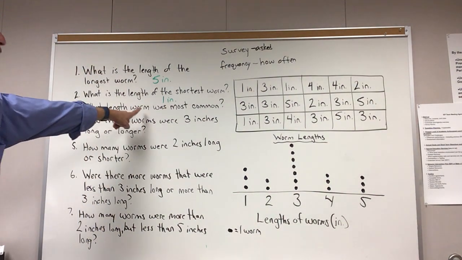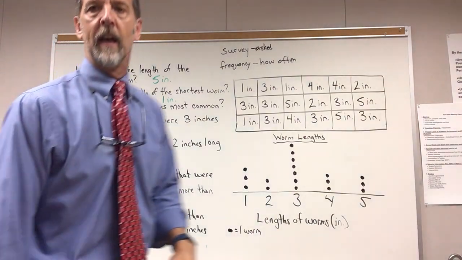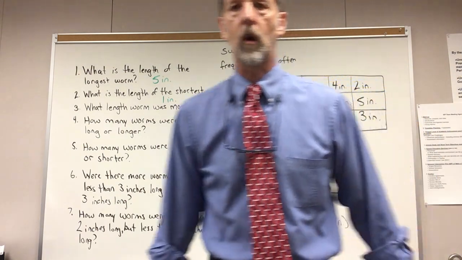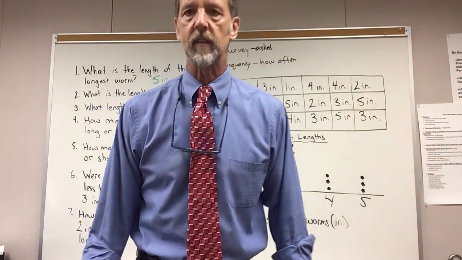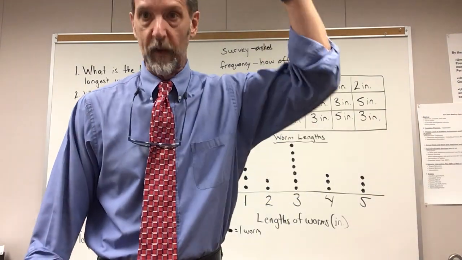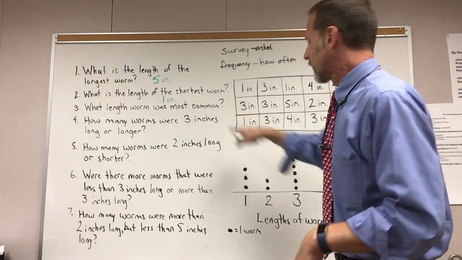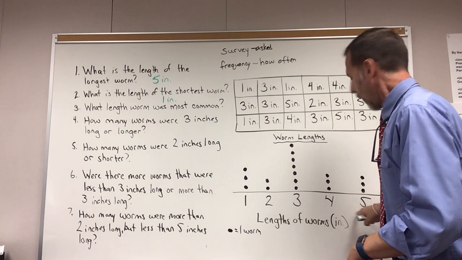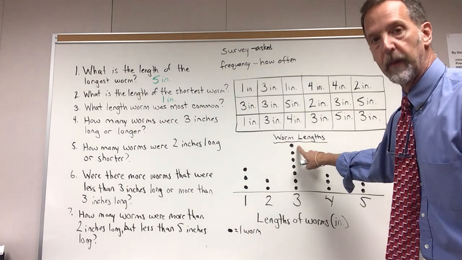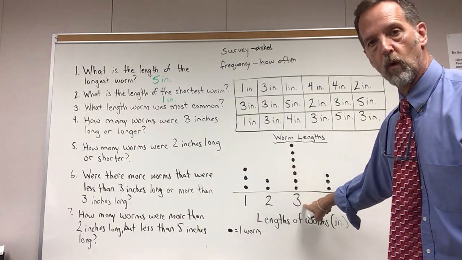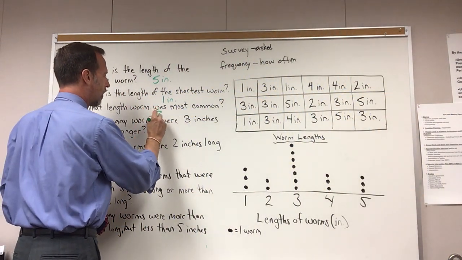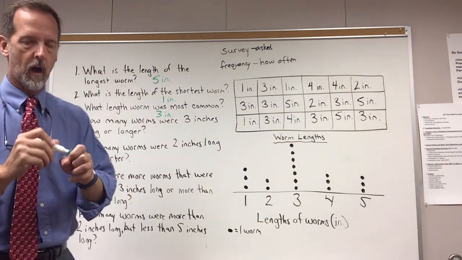Number 3, what length worm was most common? Now this is going back to that frequency word. How often? Most common. Things that are common are things all the time. It's common to see people wearing pants. Right? It's common to see people wearing shirt or shoes. Those are common things. We see it all the time. High frequency, right? What length was the most common? Which one happened all the time? This one, right? It's much bigger than all the other ones, wasn't it? How long were those worms? 3 inches. So when it says what length were they? Well, they were 3-inch long worms. That was the one that was most common.